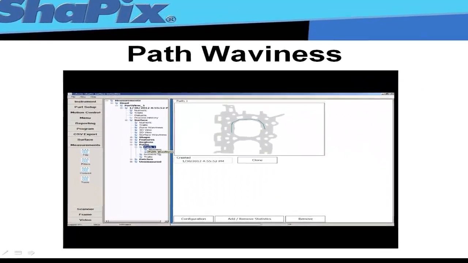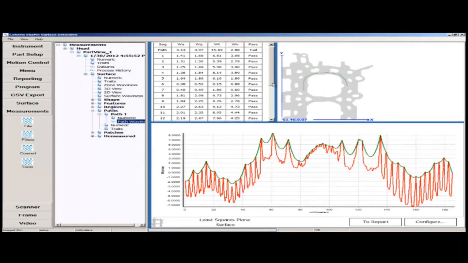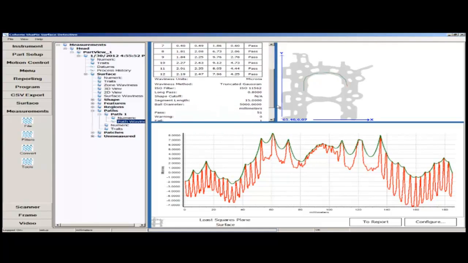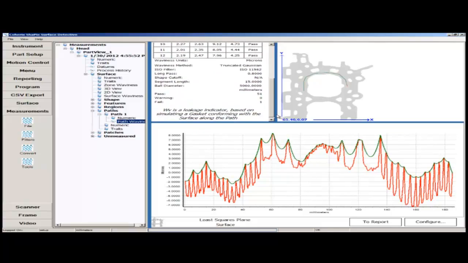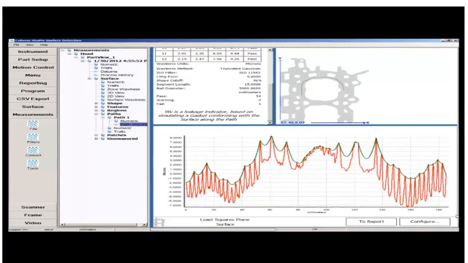Path waviness displays the waviness response of the height along a path. The path shown goes up and along the chamber. The path is further divided into segments that are computed along the path. These segments are a set length and are not impacted by changes in direction of the path. The segments change direction along the path and are not necessarily straight portions of the path.